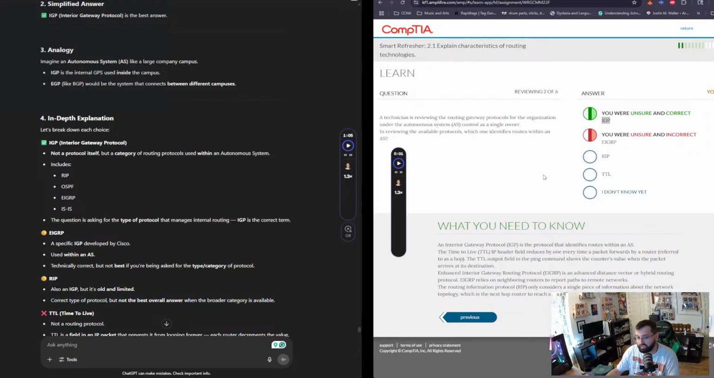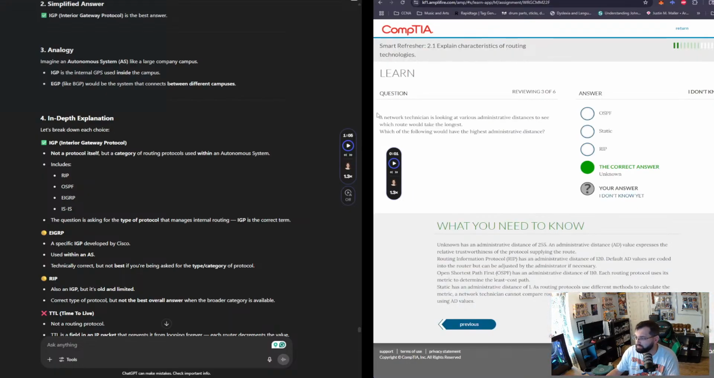So that's what it is, just test-taking skills, that this is the best logical answer because these are also IGPs. However, it's reviewing the protocol and it wants to identify the routes within it. This is going to have all of them. So this is the more correct answer. I'm not gonna lie, this is a dirty question.